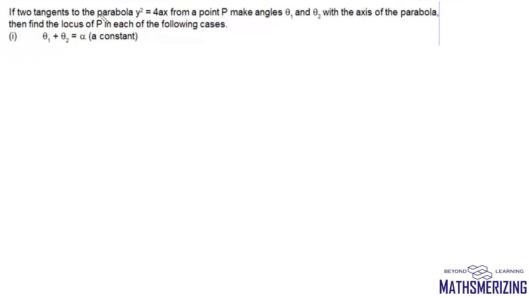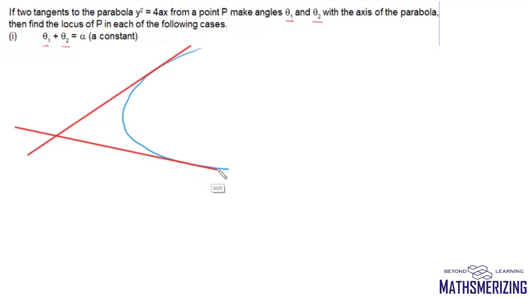Now the question is, if two tangents to the parabola y square equals 4ax from a point P make angles theta 1 and theta 2 with the axis of parabola, then find the locus of P in each of the following cases. And the first case is when theta 1 plus theta 2 is alpha, which is a constant. Now suppose we have a parabola and then we have tangents drawn at 2 points. Their point of intersection is suppose P, and we need to find the locus of P.